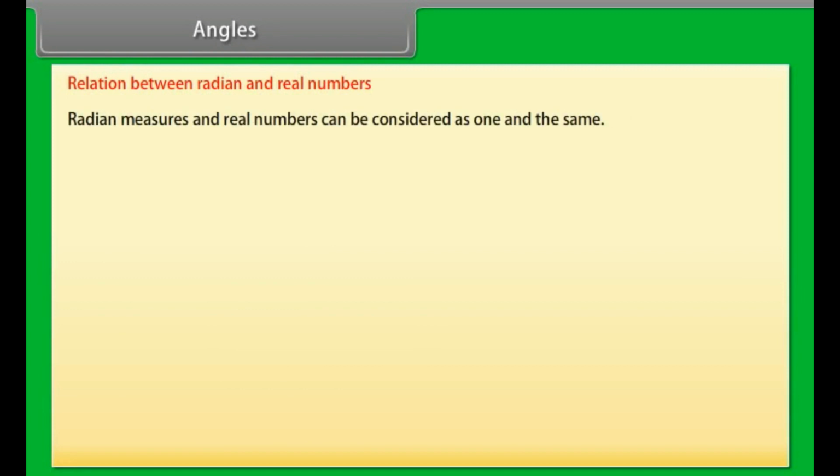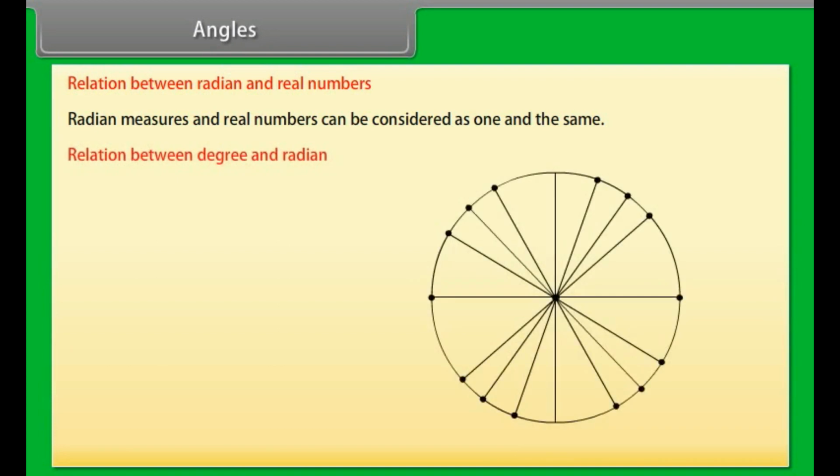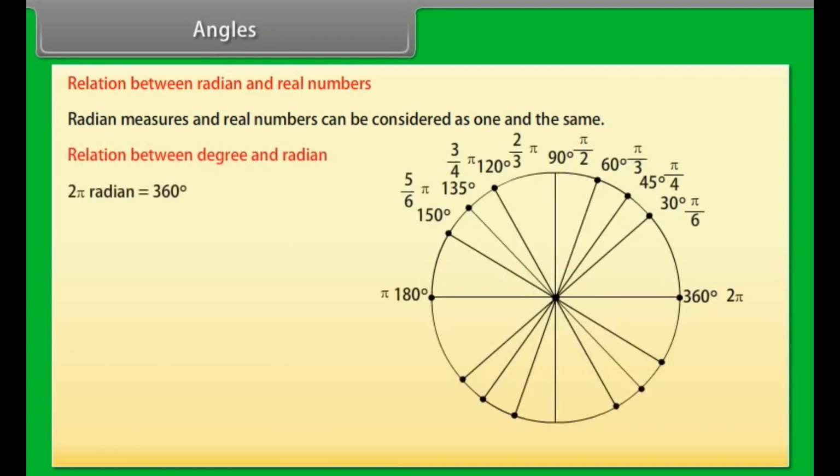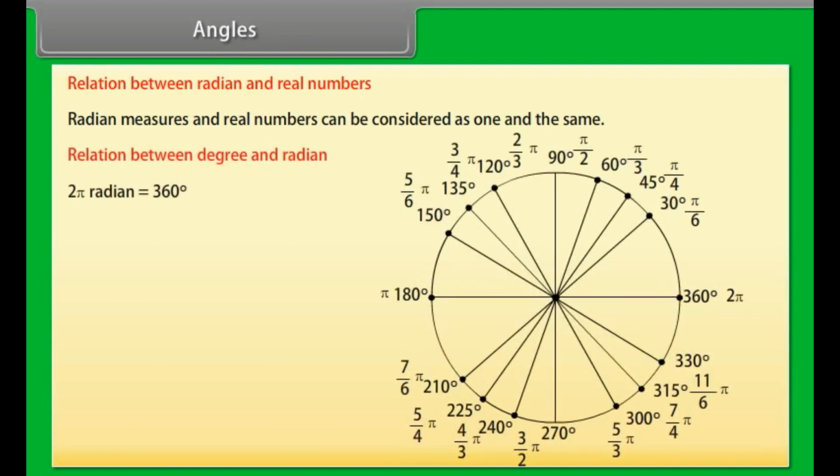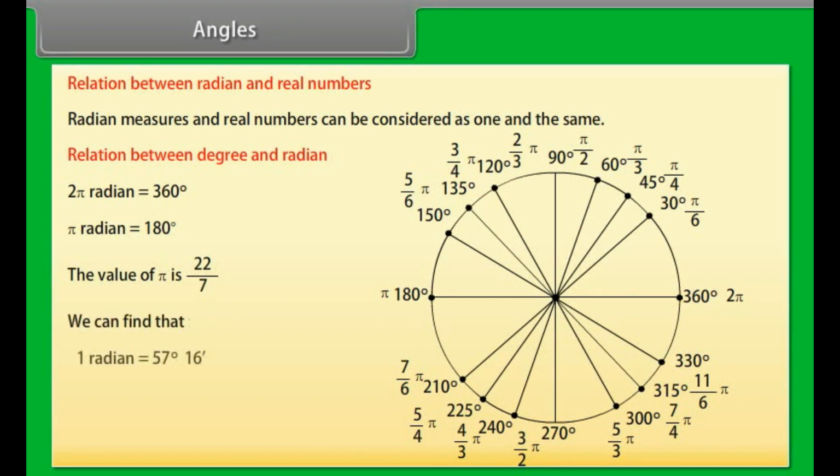Angles. Relation between radian and real numbers. Radian measures and real numbers can be considered as one and the same. Relation between degree and radian. 2 pi radian is equal to 360 degrees. Pi radian is equal to 180 degrees. The value of pi is 22/7. We can find that 1 radian is equal to 57 degrees 16 minutes. And 1 degree is equal to 0.01746 radian.